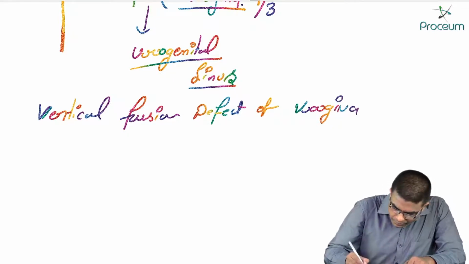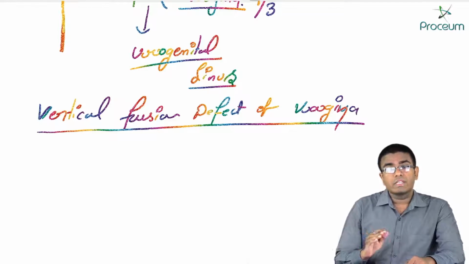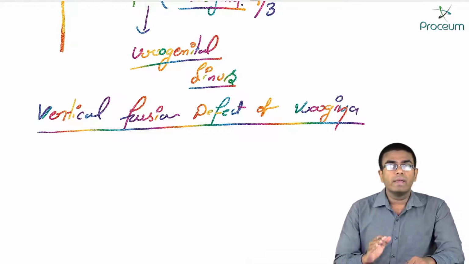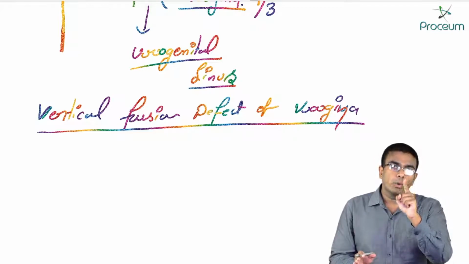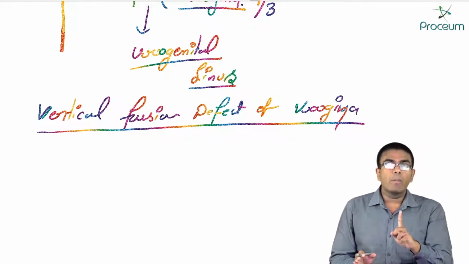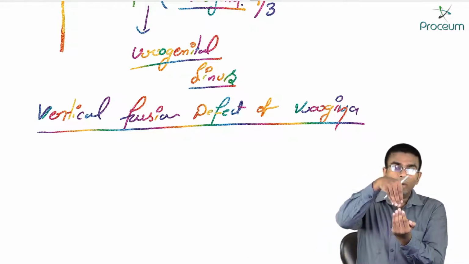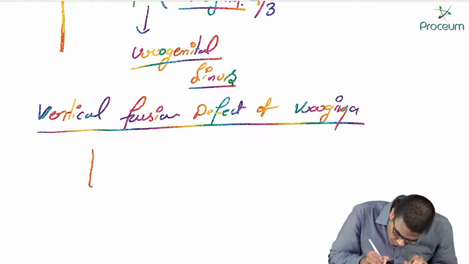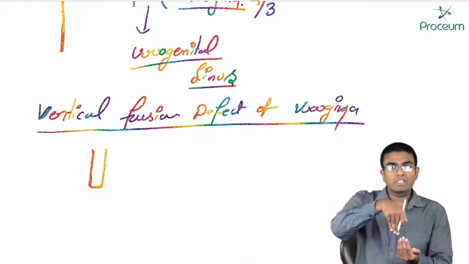So what does it actually mean? Vertical fusion defect of vagina is a condition where there is a failure of fusion of Mullerian duct with the upgrowing urogenital sinus. So if they don't fuse properly, what happens? Imagine that this is a Mullerian duct which is growing down, towards the downside.